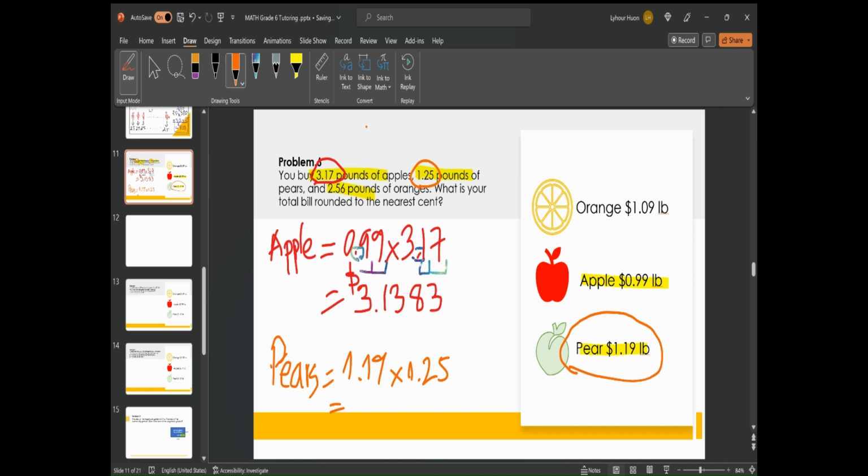And then I can confirm. Maybe confirm with the calculator to make sure that your answer is really right. Okay. 1.19 times 1.25.